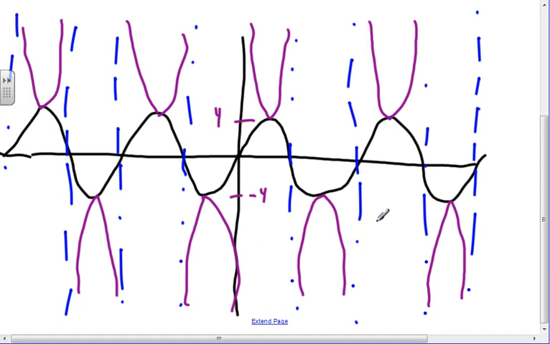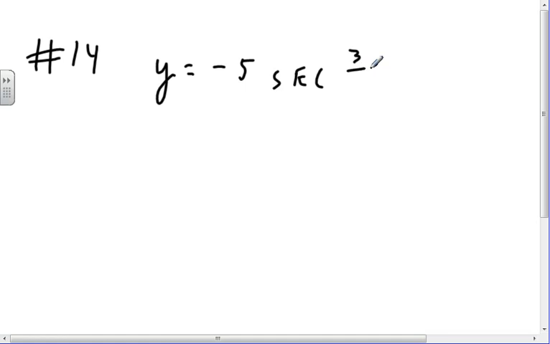What was that, 8? That was cosecant. So we need to do a secant one. Number 14. That'd be a good secant one. Y equals minus 5 secant 3 over 2 x. Okay, so we write down the things we know.